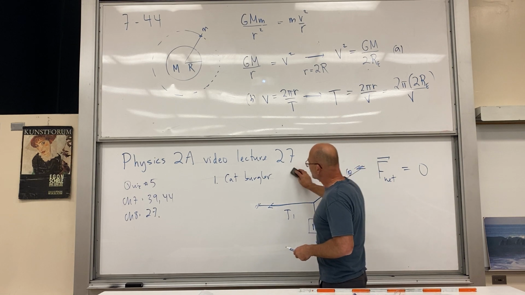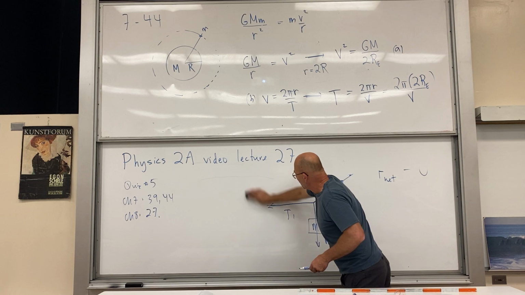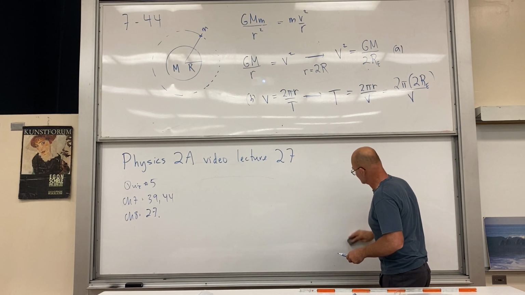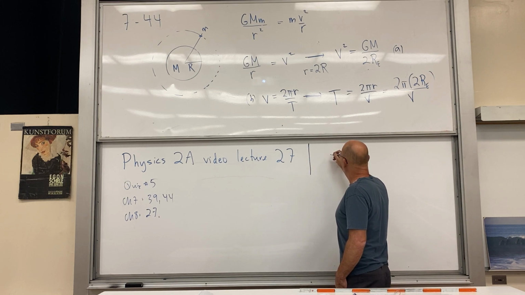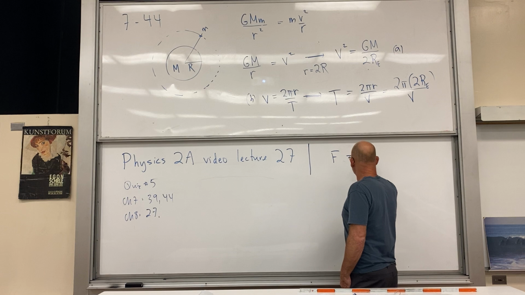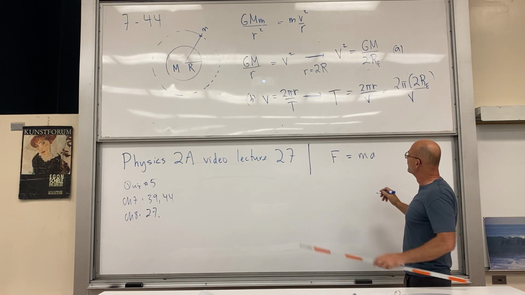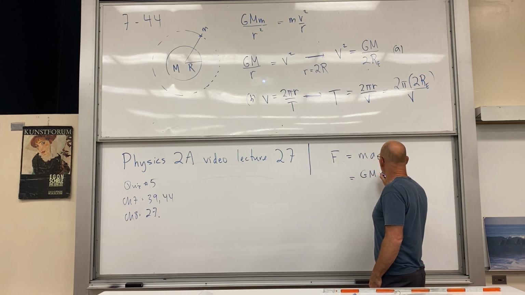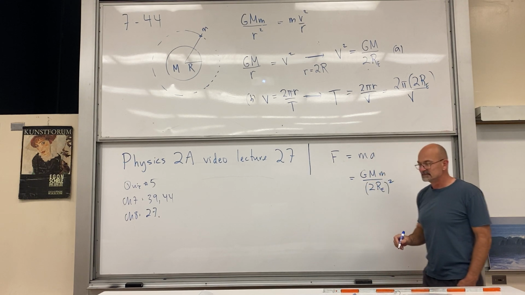Should I put that in words, what I just finished off with for part C? Write that down. So F is what we're looking for, and this was G m M over 2 Earth radii squared.